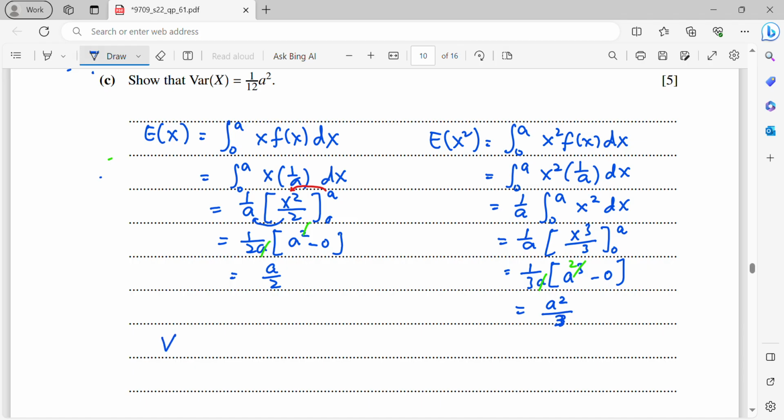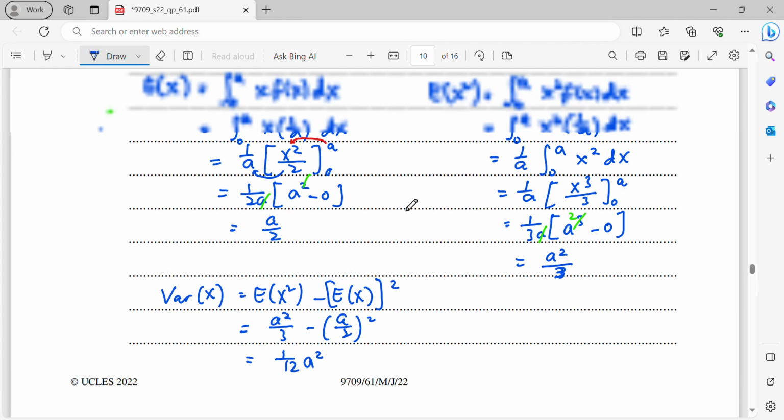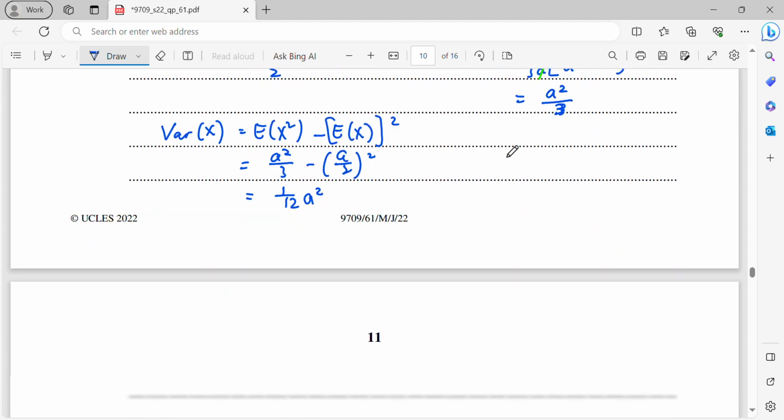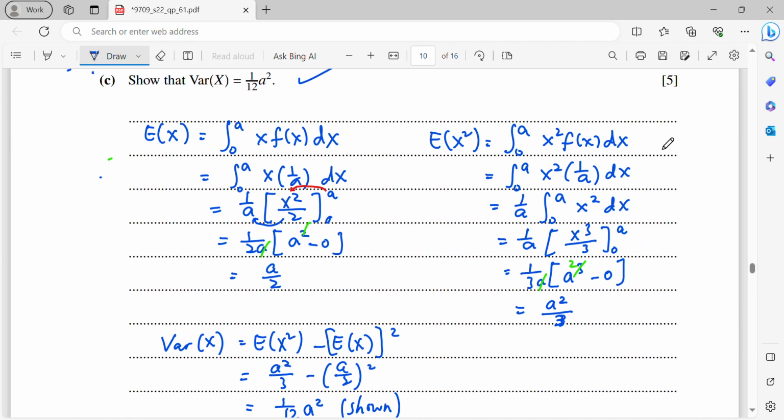Now, variance x is basically E(x squared) minus the square of the mean. So you will get a squared over 3 minus (a over 2) squared. Okay, so at last you will get 1 over 12 a squared. So we have proven this. Right, so this is the full working.